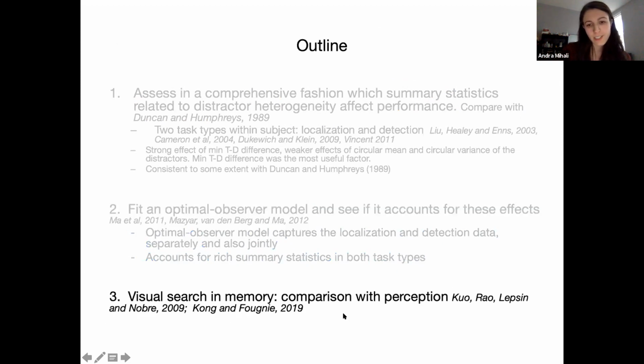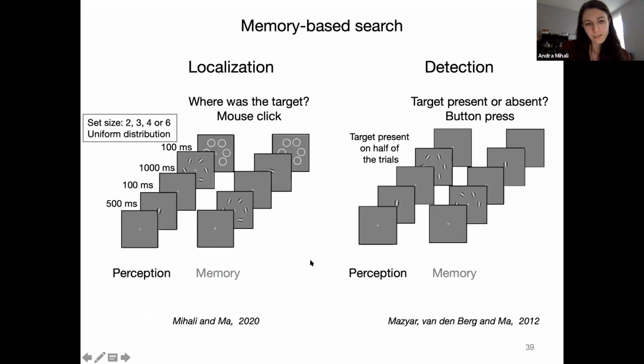So part 3, visual search in memory, and compare with perception. Okay, so the memory condition is very similar to the perception condition, but the order of the presentation of the target and the search array was flipped. So first, the observer was presented with the search array, and they had to keep it in mind over the delay period of 1 second. And then the target was revealed, and observers were supposed to locate where the target is in their memorized representation of the stimuli. And analogously in the case of the detection, except make the decision target present or absent.